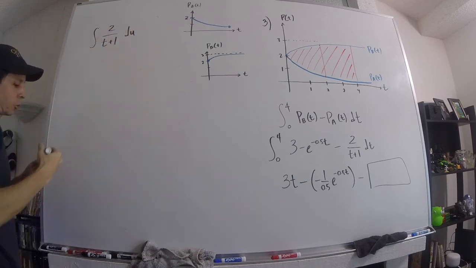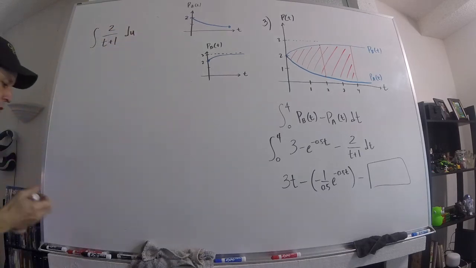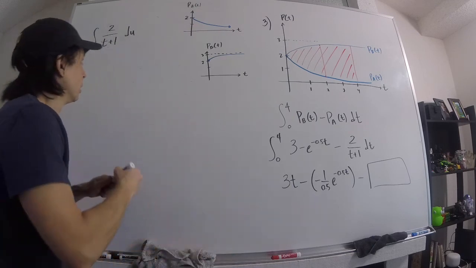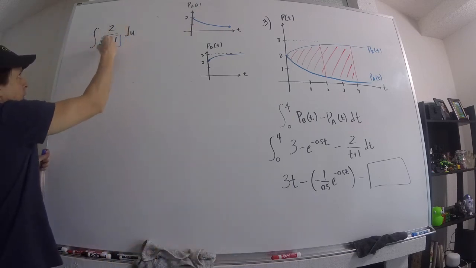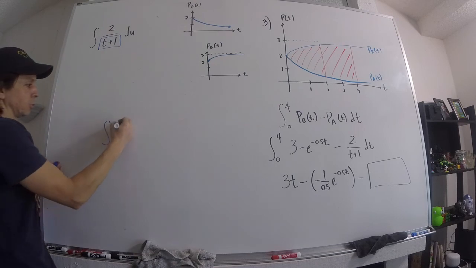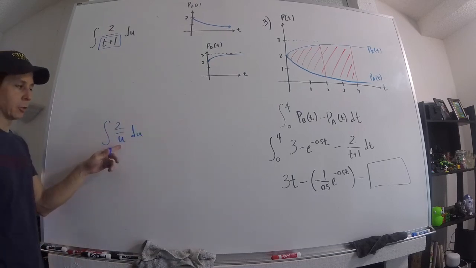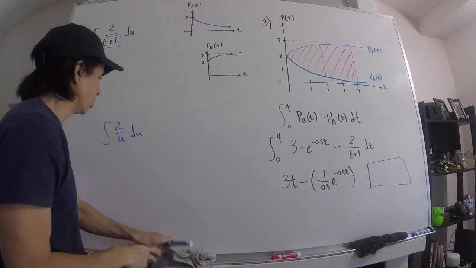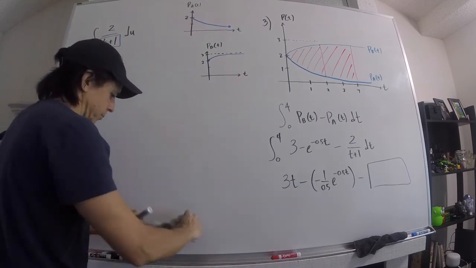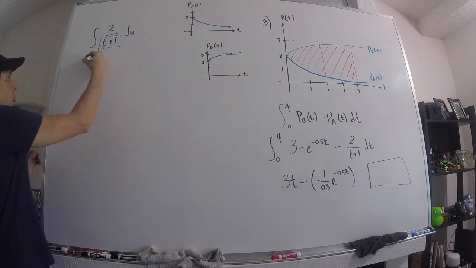Because I have an expression on the bottom that's a function of t, not just t by itself, it would be convenient to have that be a single variable. Because I can definitely do 2 over u. We'll talk about it when we get there, but that's definitely doable because it's just the power of u. So I'm going to set u to be the bottom, t plus 1.